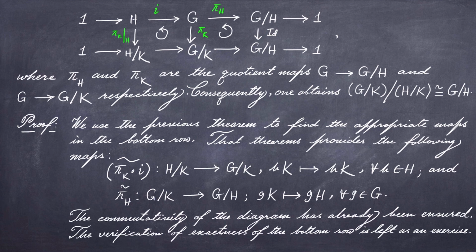So how do we prove such a theorem? We have to find the appropriate maps in the bottom row. So let's first try to find this map. From H to G we have the inclusion map, and once we compose pi K with that, we have a map from H to G mod K.